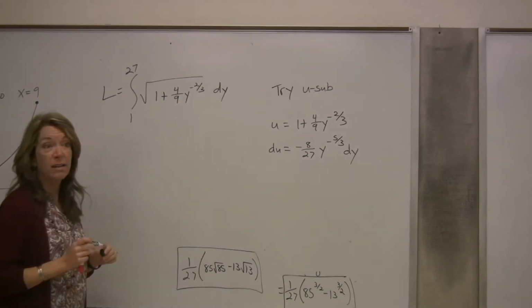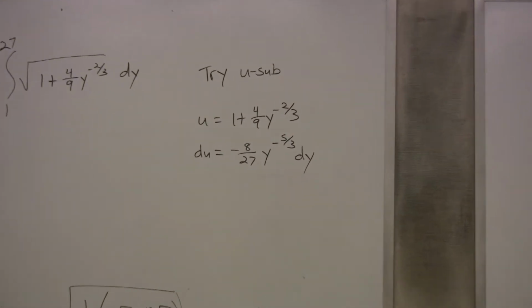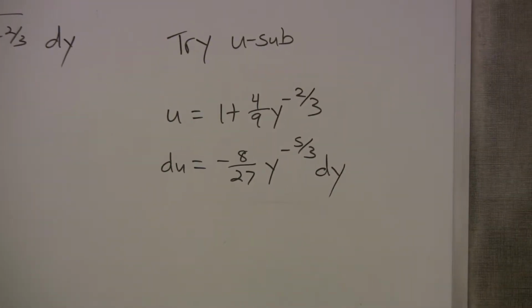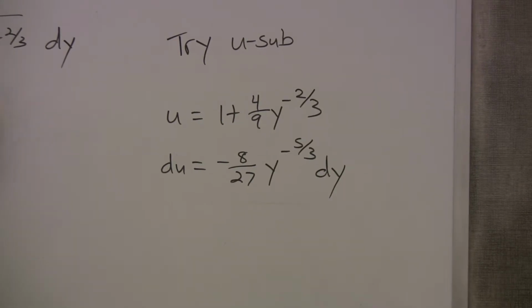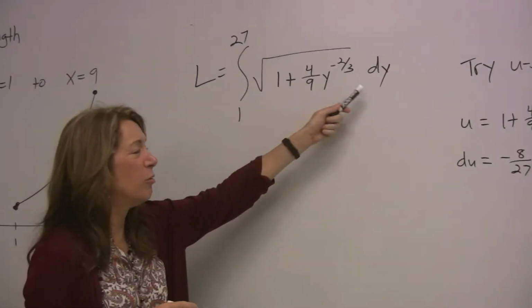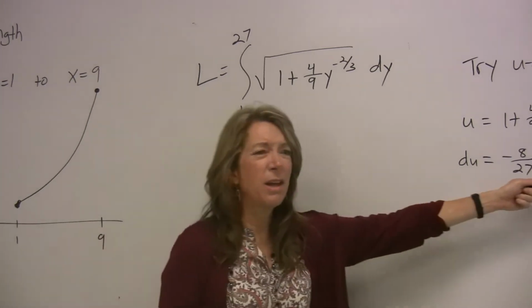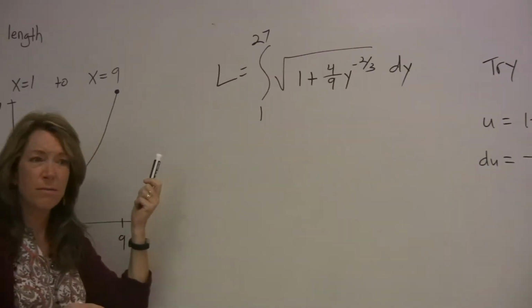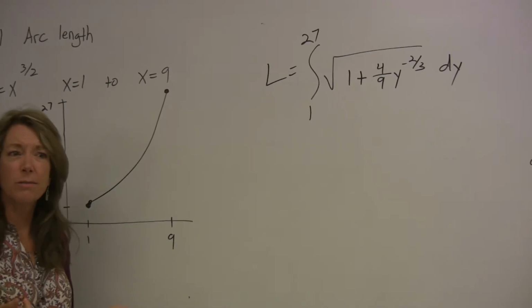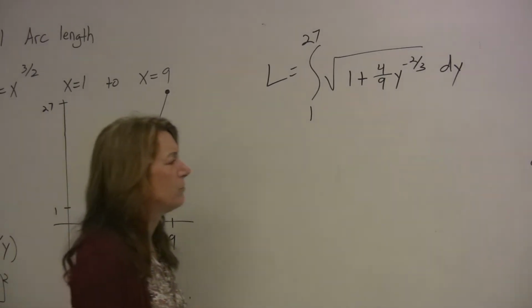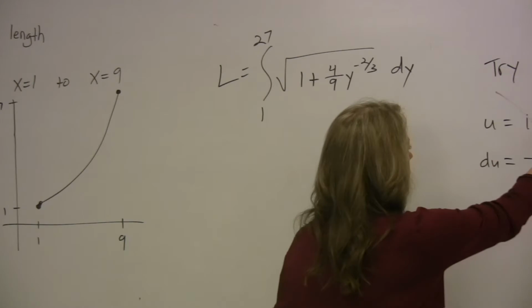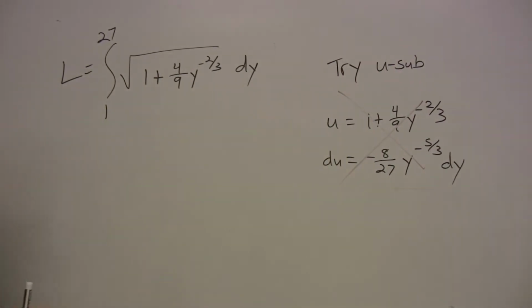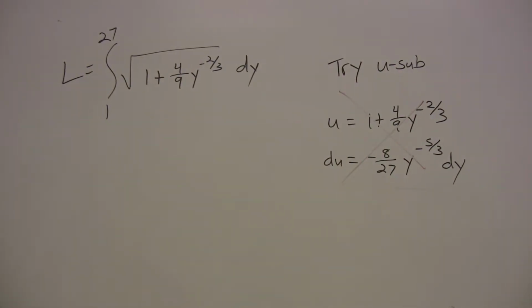That's ugly. Not quite sure how I'm going to incorporate that into here, right? See the problem? I can make that a square root of u, but then what am I going to do with this? I have an extra y to the 5/3 in there. So the u sub doesn't work. U sub didn't work. I did try though. It's not a perfect square.